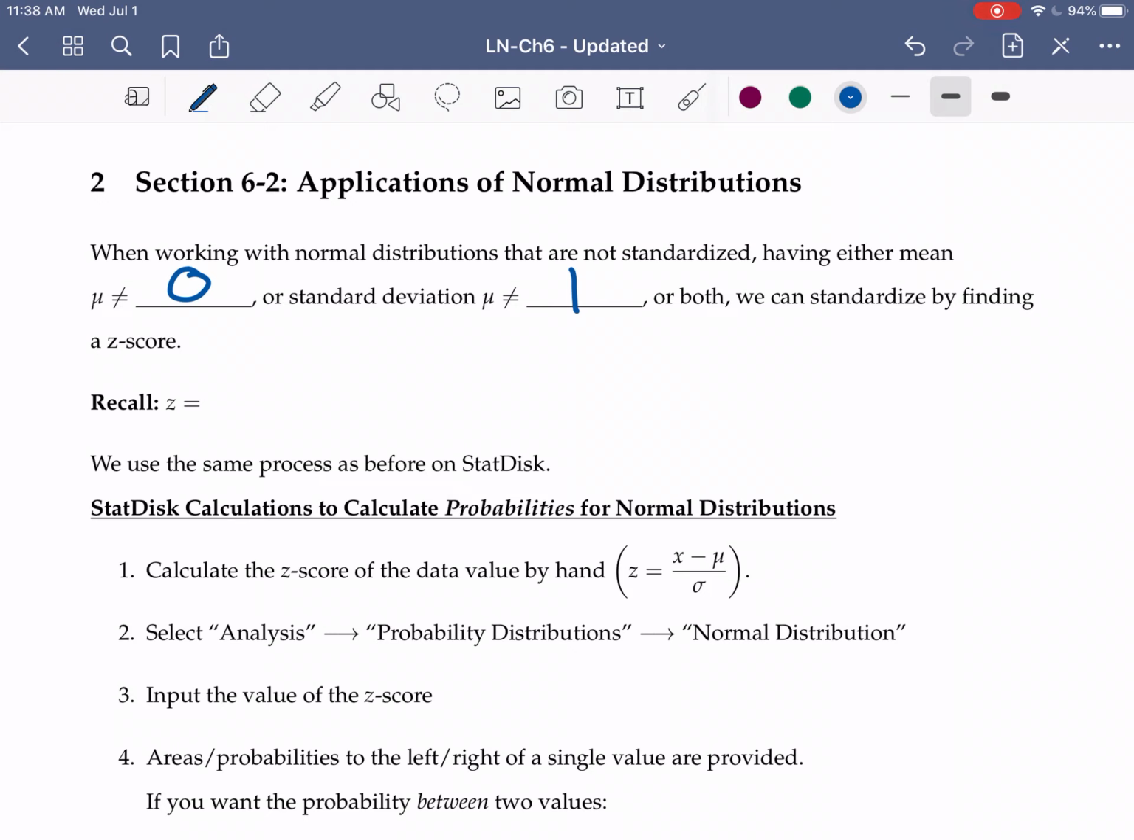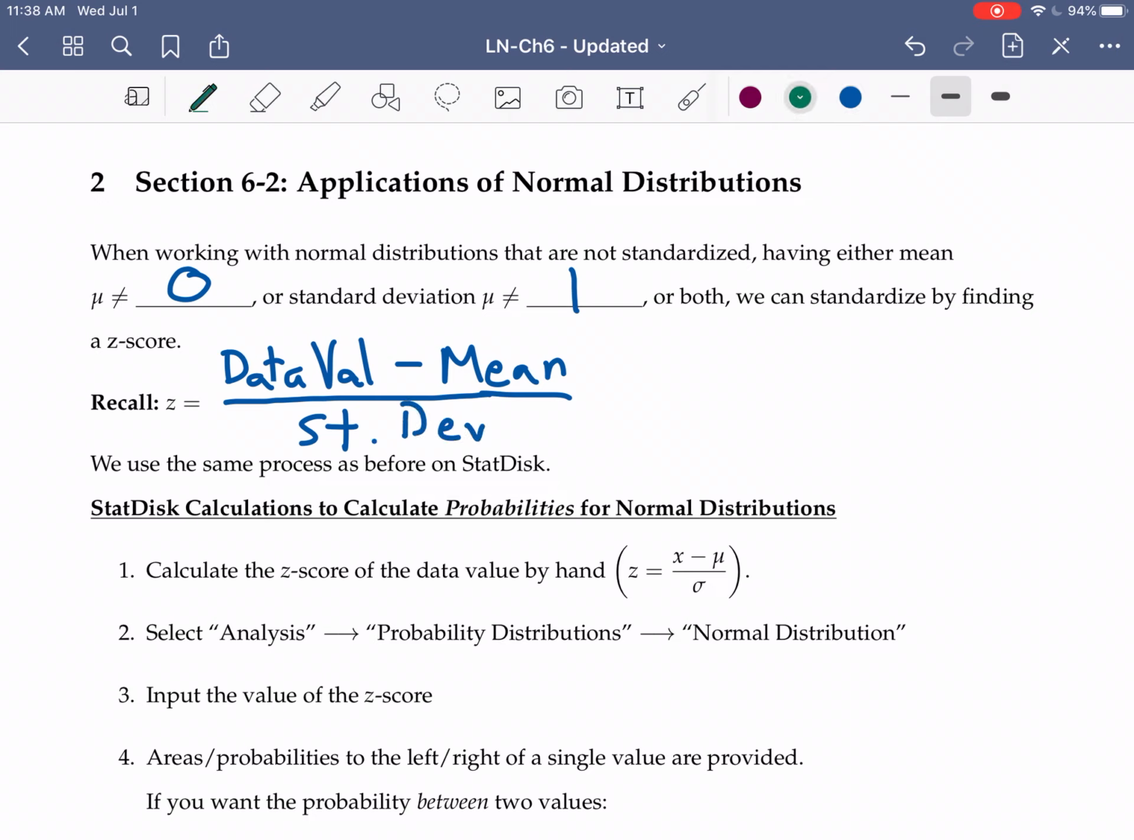So recall that a z-score is equal to a data value minus the mean divided by the standard deviation. Right? Or we might write that as x minus mu over sigma. And so we will use this z-score quite a bit, or some version of this z-score formula.